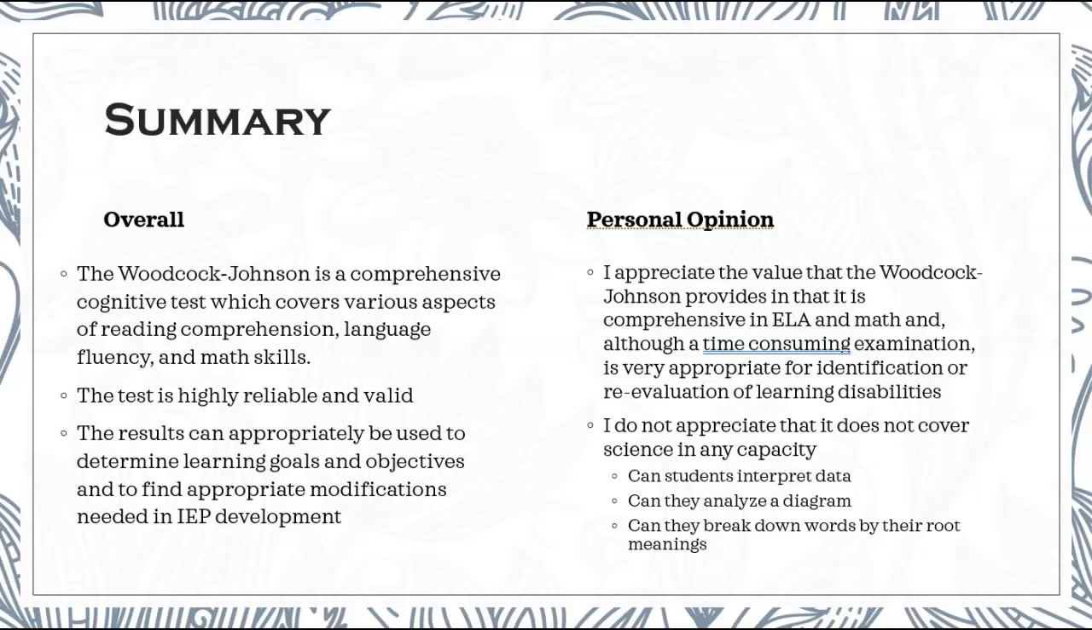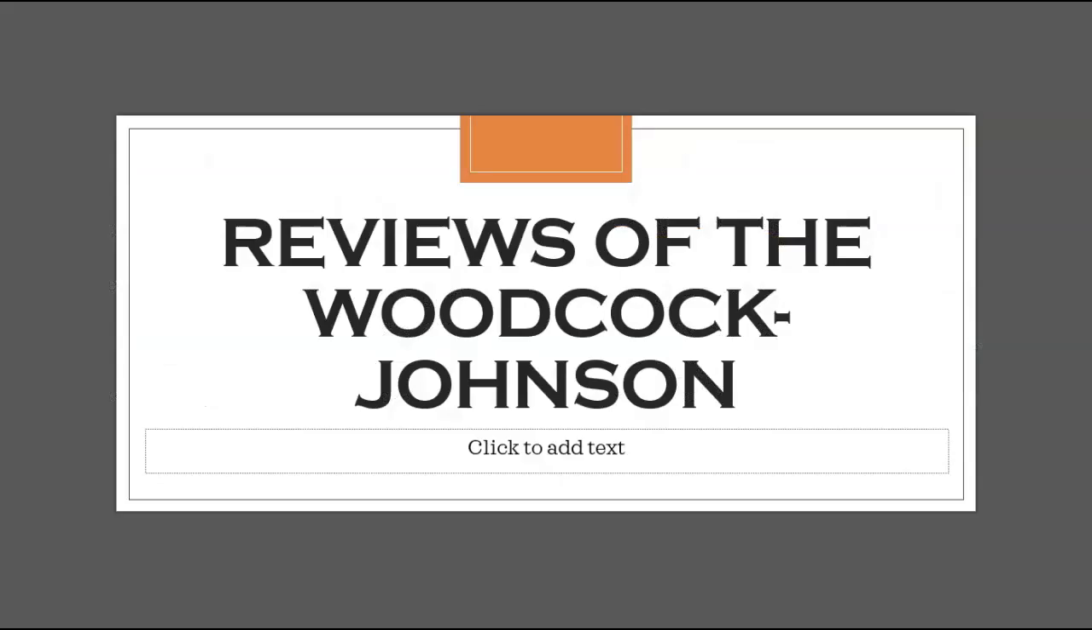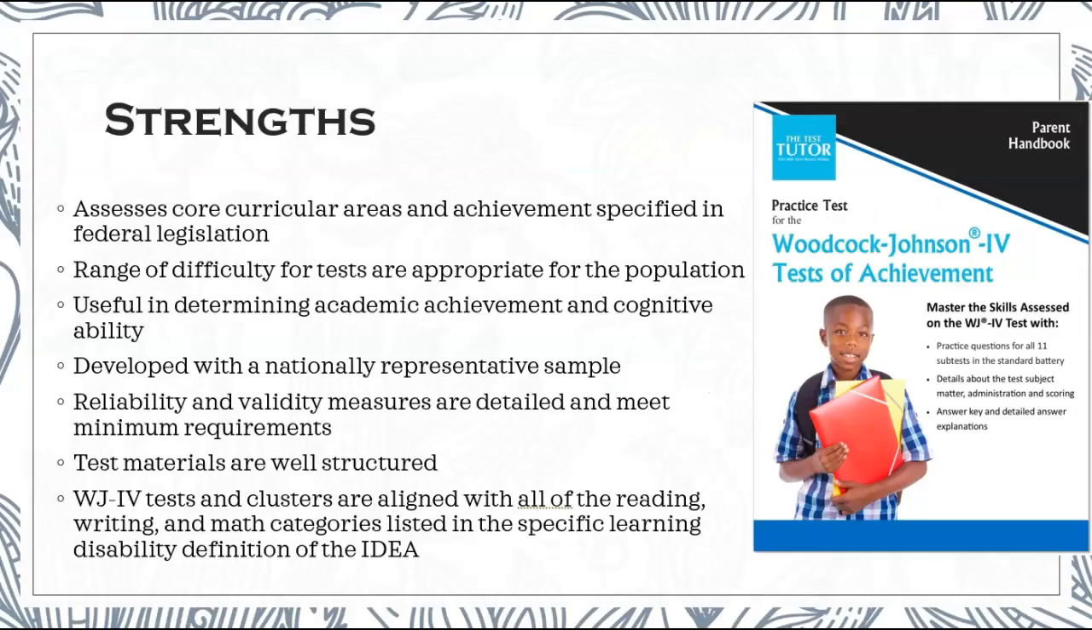I found a few reviews of the Woodcock-Johnson, and there are some general takeaways for strengths and weaknesses. So with strengths, they assess core curricular areas and achievements specified in federal legislation. There is a range of difficulty for tests which are appropriate for the population. They're useful in determining academic achievement and cognitive ability. They're developed with a nationally representative sample. Reliability and validity measures are detailed and meet minimum requirements. Test materials are well structured.